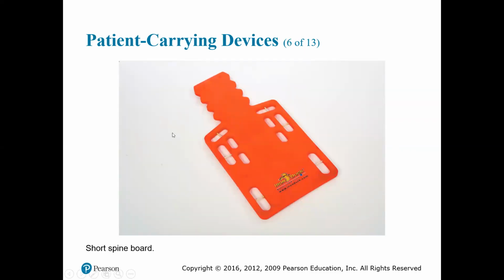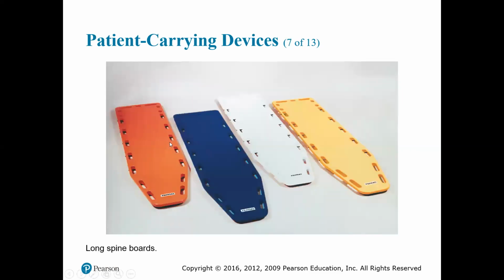Here's an example of a short board. Don't really use these a whole lot. Long boards, we practiced on these the other day. We practiced on the wooden one. We have plastic ones as well. The plastic ones are nice because you can actually put those through an x-ray machine.